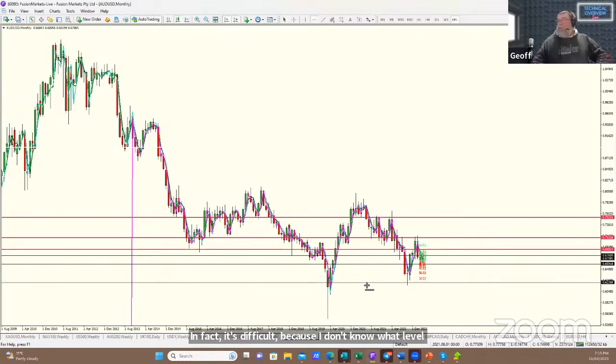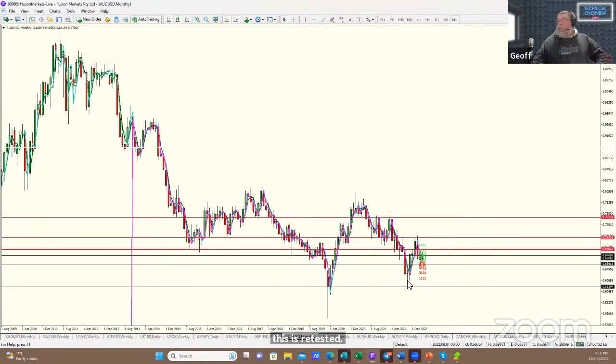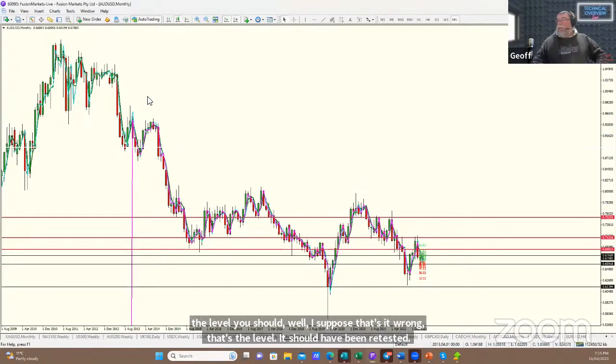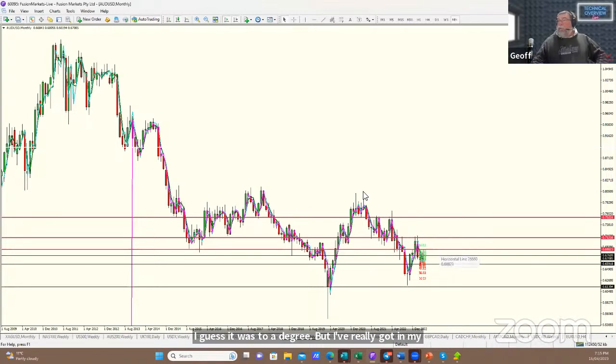And that's what I'm always looking for. There's the level you should, well, I suppose that's it, right? That's the level that should have been retested. I guess it was to a degree. But I've really got in my mind that this is still in a downtrend, and we are approaching that trend line, if you like, which obviously goes through here.